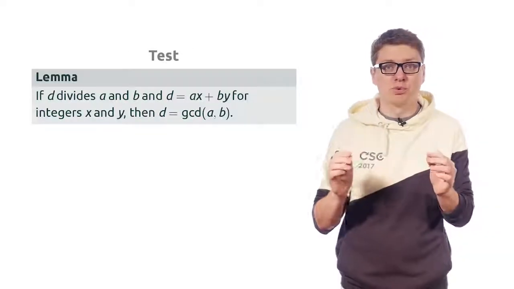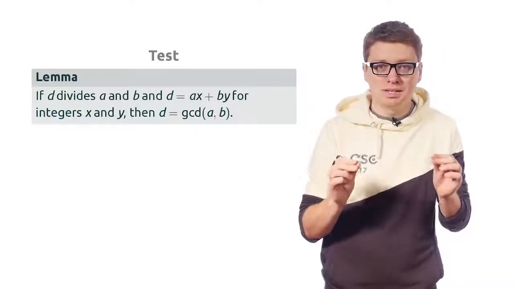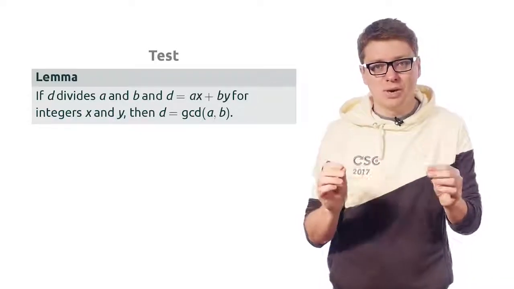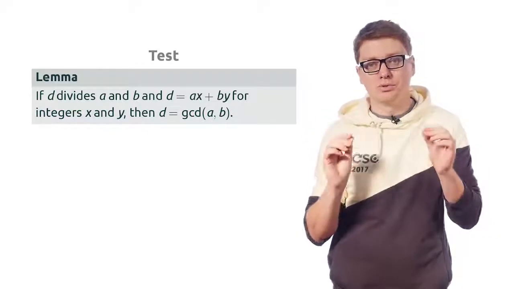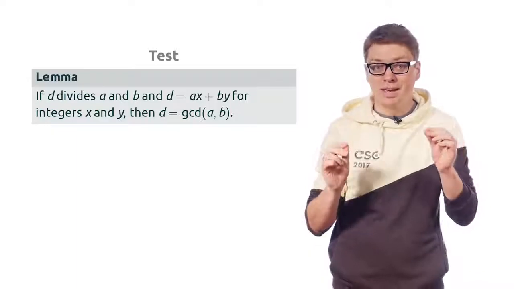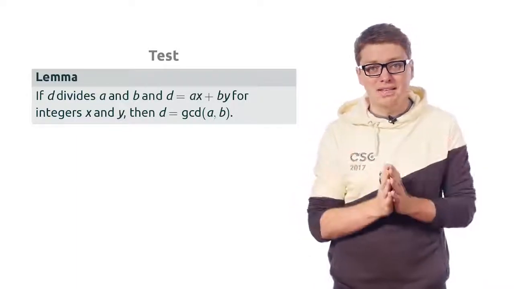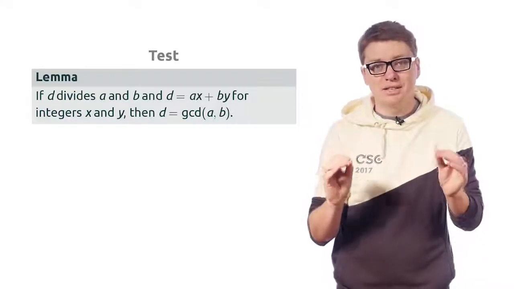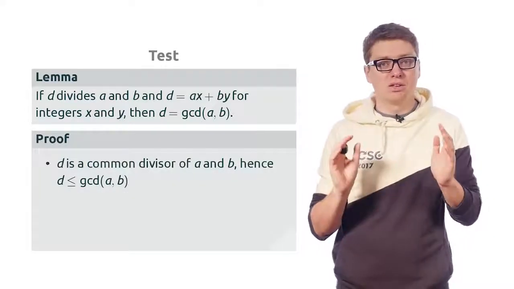Okay, let's prove it. Assume that d divides a and b, and assume that d is equal to ax plus by, where x and y are integers. Then necessarily d is equal to the greatest common divisor of a and b. So in a sense, x and y in this case are a certificate of the fact that d is the greatest common divisor of a and b. So let's prove this theorem.